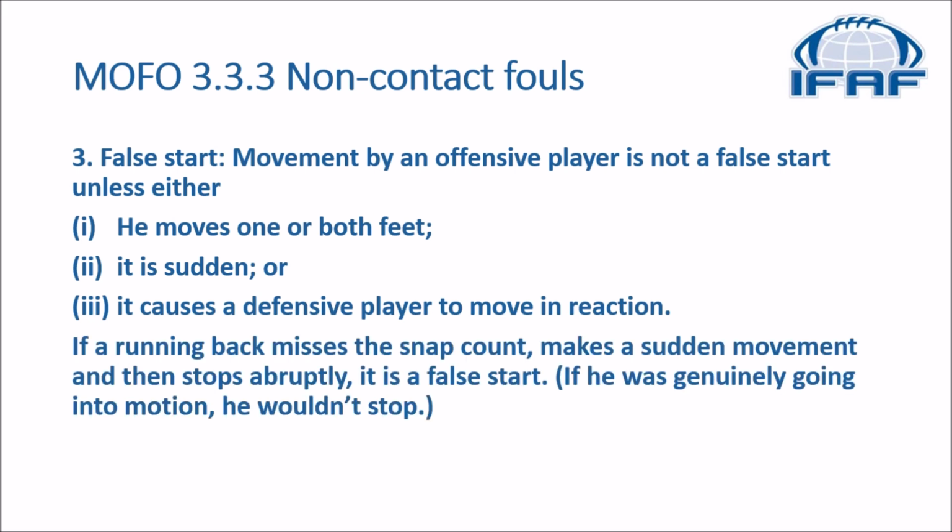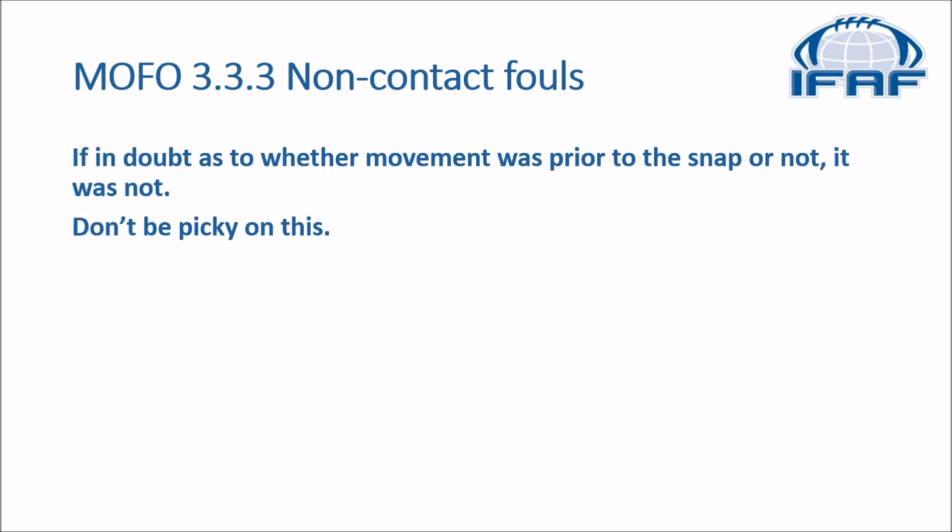If a running back misses the snap count, makes a sudden movement, and then stops abruptly, it is a false start. If he was generally going into motion, he wouldn't stop. And finally, if in doubt as to whether movement was prior to the snap or not, it was not. Don't be picky on this. Now, let's have a look at some game film.